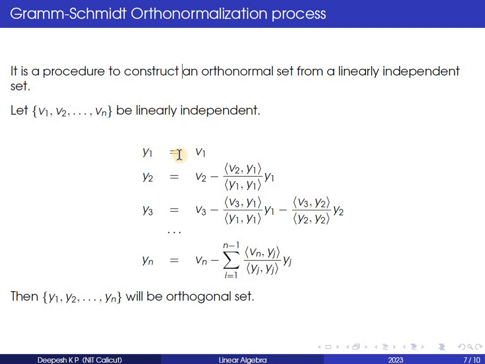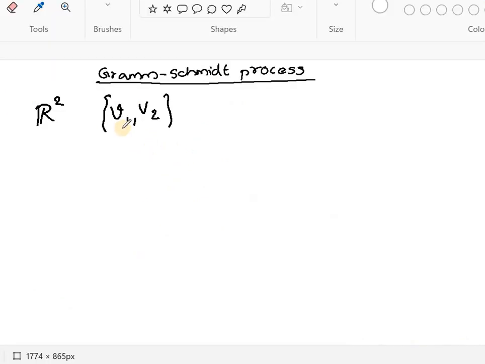Now you define y1 equal to v1 itself and take y2 as v2 minus inner product of v2 with y1 divided by inner product of y1 with y1, times y1. Now there is a geometry behind the construction of y2 from y1 that can be seen when you consider two-dimensional vectors in R2.